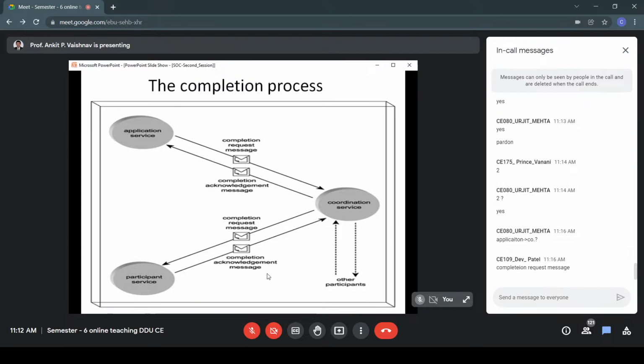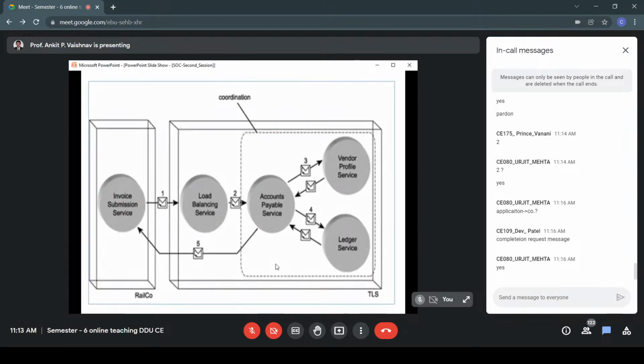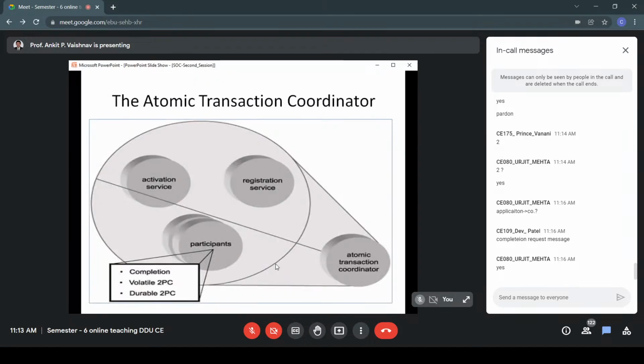Application to coordinator, that is initiating, yes, but where you are starting is the preparation of the completion. When the coordinator issues the completion request message to all participants, it is asking them to prepare for completion, right? That is the meaning of this. It is asking those services to prepare for completion. So that is what we mean by prepare phase.